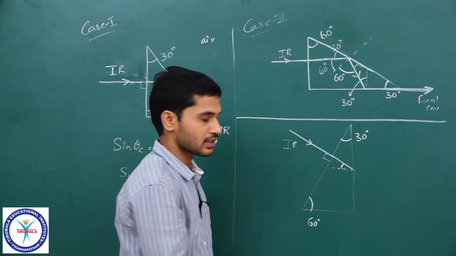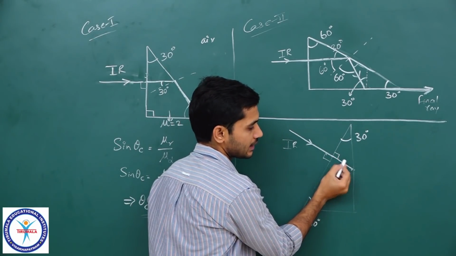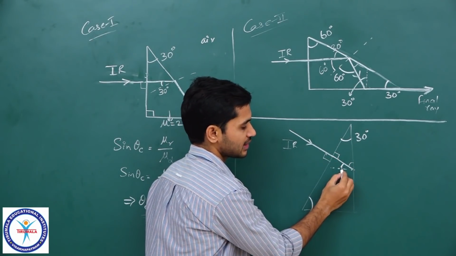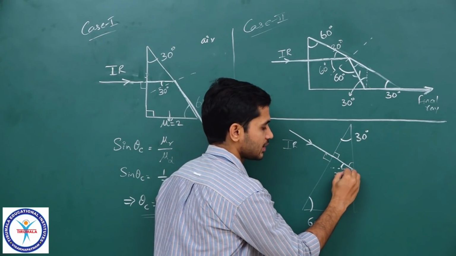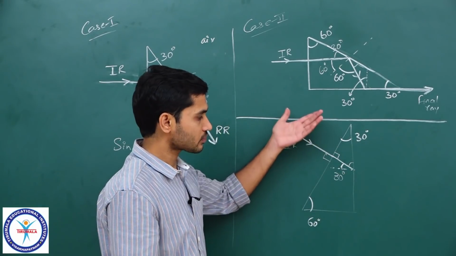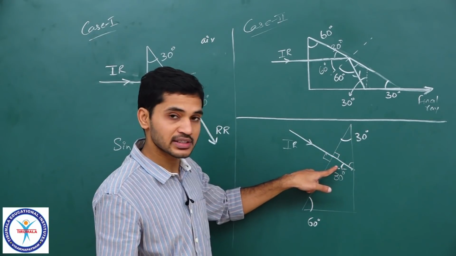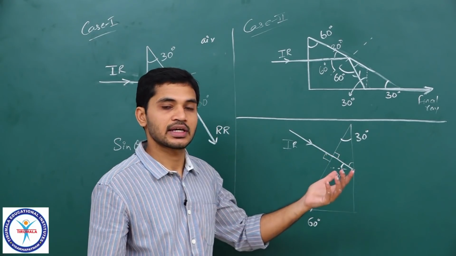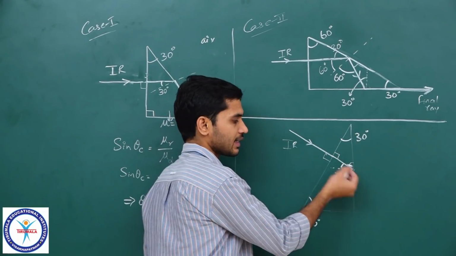You can easily tell that. So 30, 90, 60, which means this angle would be 30 degrees. And once again, the angle of incidence in this particular scenario is 30, which is the critical angle. So at the critical angle, what happens?